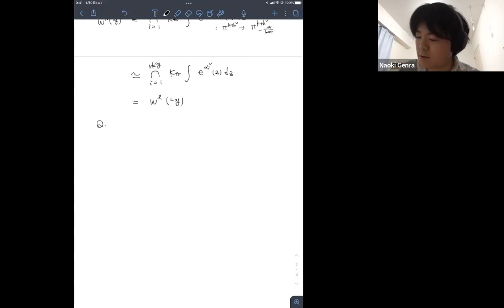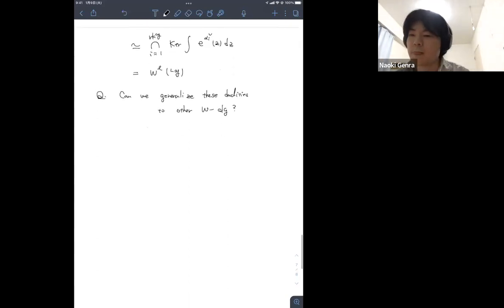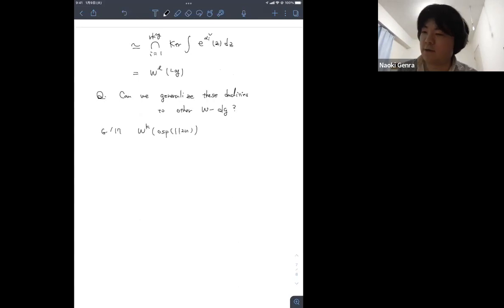So a natural question is, can we generalize these dualities to other W-algebra cases? It's a very natural question. So for example, there is also a well-known case, the OSP case. The OSP case is OSP(1|2n). OSP(1|2n) is essentially a Lie algebra. This is a superalgebra, but lots of properties are very similar to a Lie algebra. And this also has self-duality, and the levels k and l are related by 2k+2n+1, 2l+2n+1 equal.